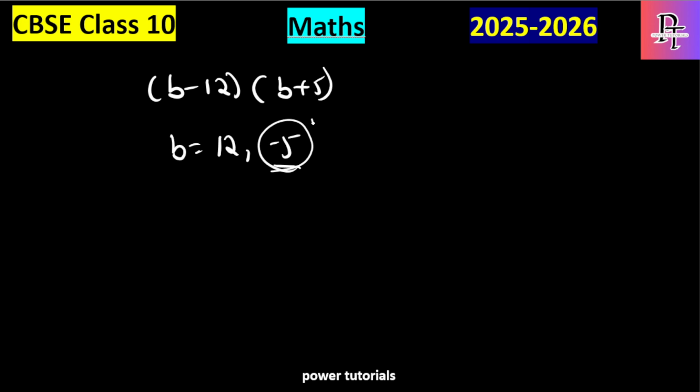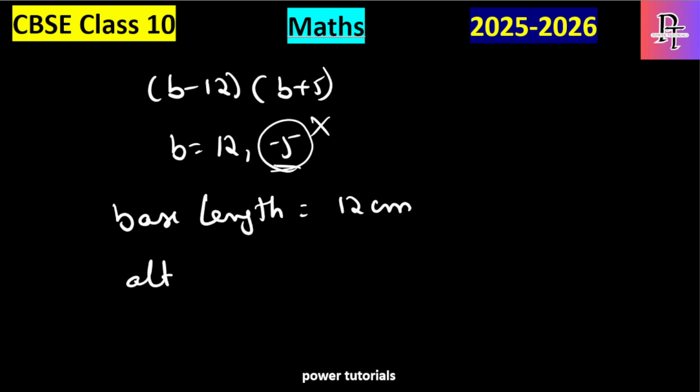The base value cannot be negative. It can only be a positive value. I mean the length cannot be negative. Hence the only option for b, the base length, is equal to 12 centimeters. And altitude is equal to, how much did we get? It is 7 less than b. So it is 12 minus 7, which is 5 centimeters.